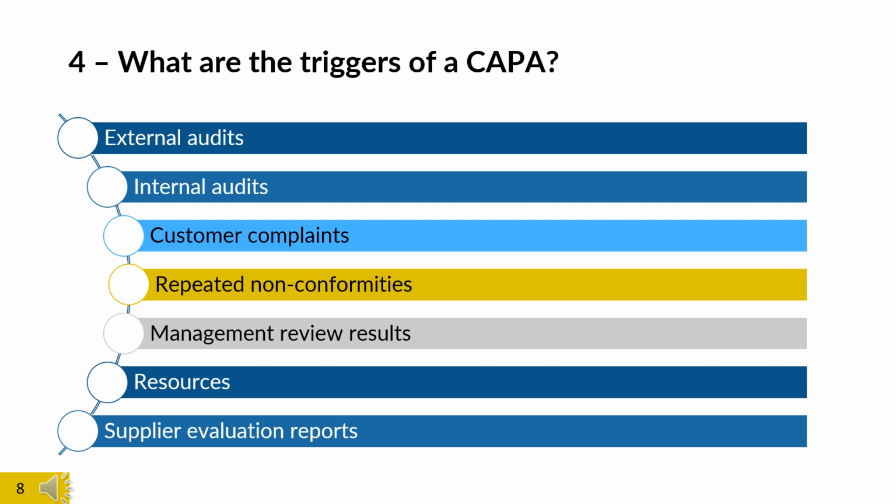These are some examples. The list of what can trigger a CAPA should be included in the procedure as stated on the slide before. It is a requirement of the ISO norm that you review the nonconformities and know what can trigger then a CAPA process.